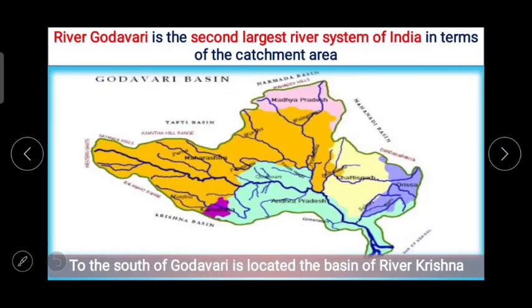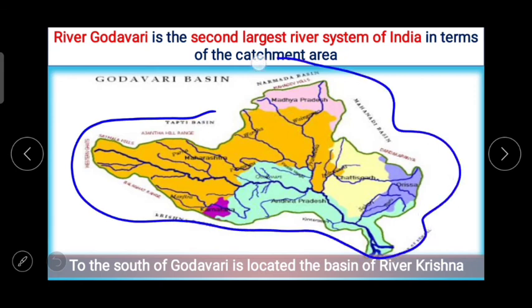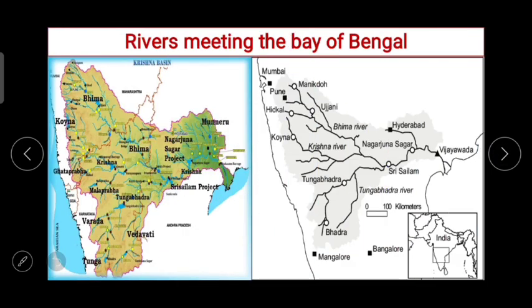River Godavari is the second largest river system in India, and here you can see the catchment area or the Godavari basin. To the south of Godavari is located the basin of river Krishna. Its major tributaries are Bhima and Tungabhadra. River Kaveri basin flows through the states of Karnataka and Tamil Nadu.